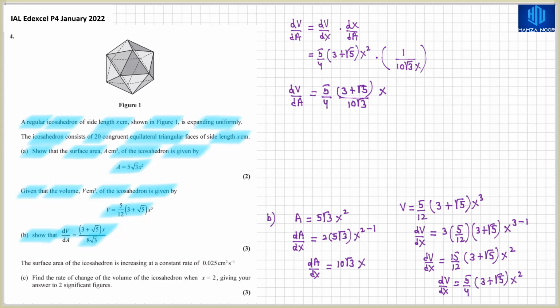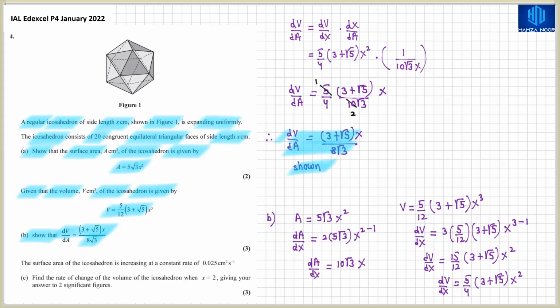Okay, so now we are going to simplify the constant term. So here we can see that 5 times 1 is 5 and 5 times 2 is 10. So therefore we can say that dV over dA is equal to 3 plus root 5 completely multiplied by x, and this is divided by 8 root 3. So therefore we have shown this particular form which was required in the question. So this was the answer of part B.